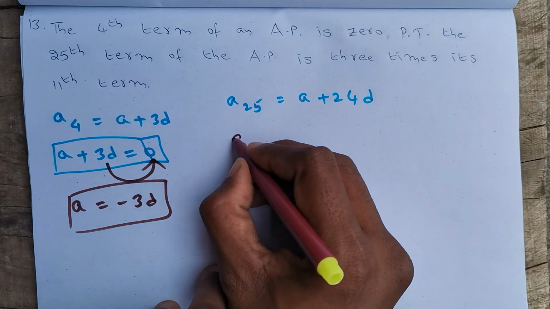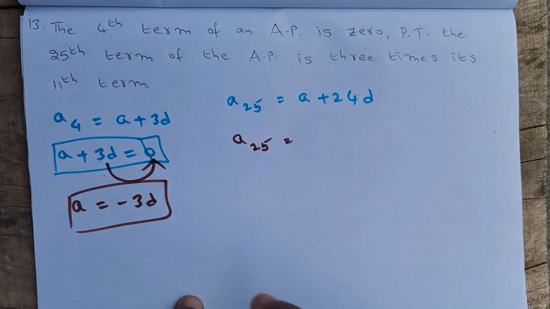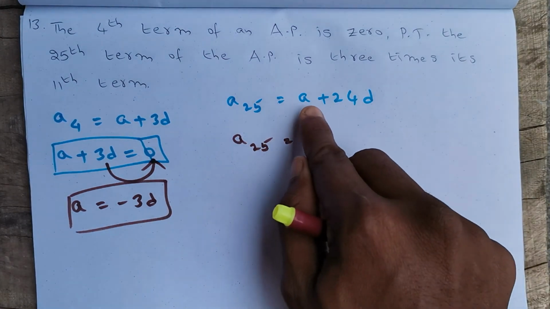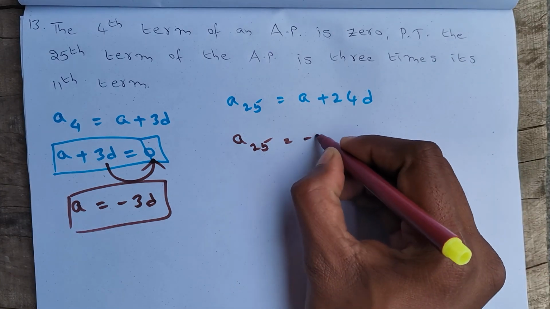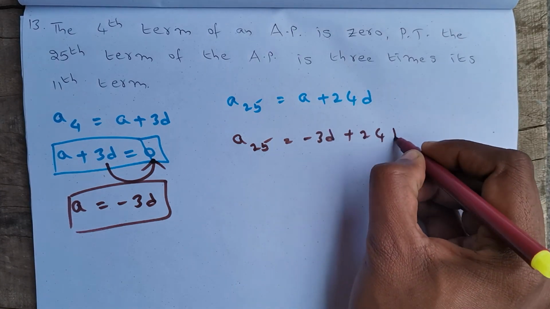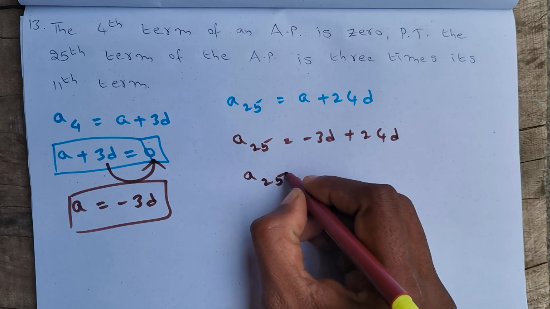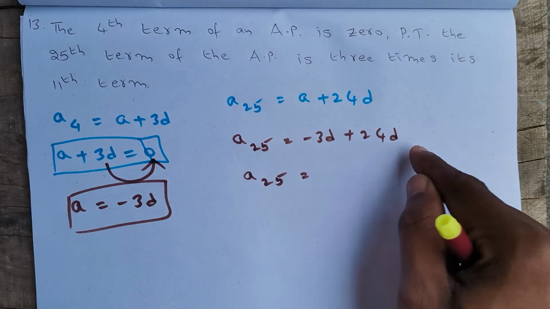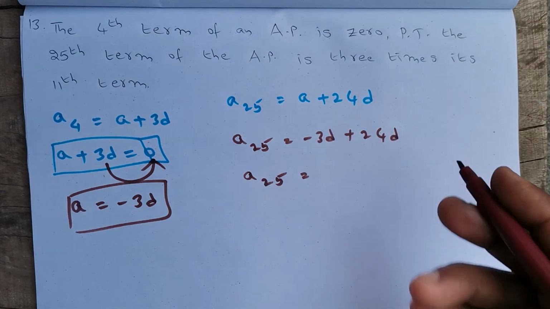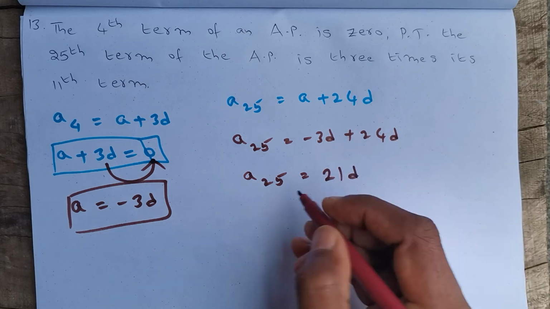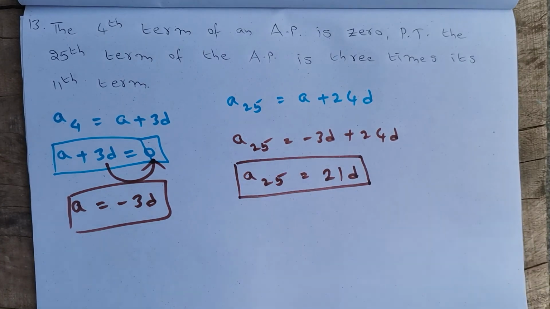Okay. So A25 is equal to a value minus 3d. In the place of a I am going to substitute minus 3d plus 24d. So A25 is equal to minus 3d plus 24d. 24 minus 3, 21d. So the 25th term we got as 21d.